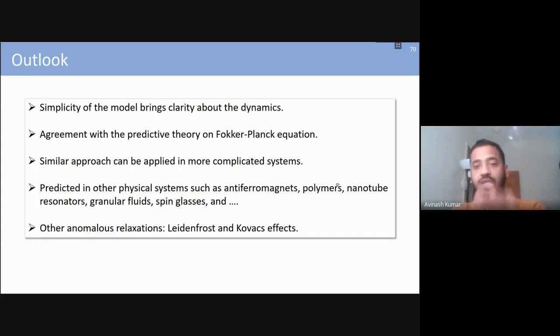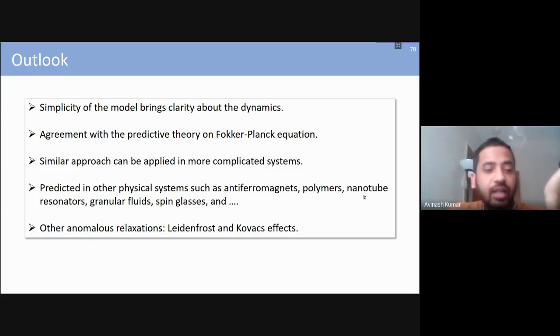And based on our intuition from this system, we can now take a step further to understand what's happening in more complicated systems. And actually, people have tried to see these kinds of behavior in other physical systems, for example, antiferromagnets, polymers, nanotube resonators, granular fluids, spin glasses, and so on. So in this talk, we reserved ourselves to talk about only one kind of anomalous behavior, which was the Mpemba and the inverse Mpemba effects.